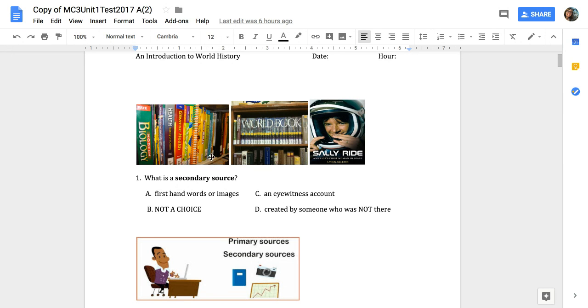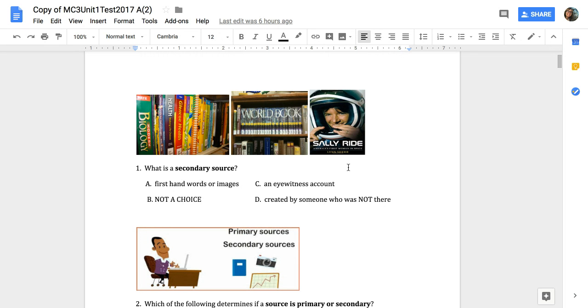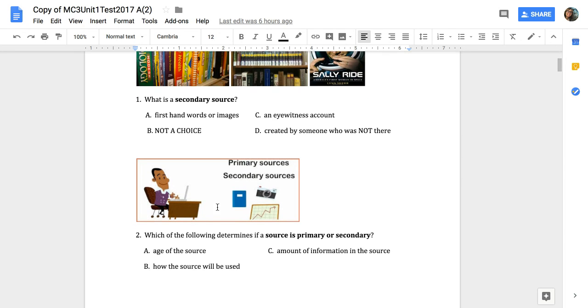What is a secondary source? So these three pictures are all examples of secondary sources. A, firsthand words or images. B, not a choice. So when you see this, that means you're never going to pick that letter. C, an eyewitness account. Or D, created by someone who was not there. This book is about Sally Ride, but Lynn Shear wrote it. This is encyclopedias, and these are textbooks.